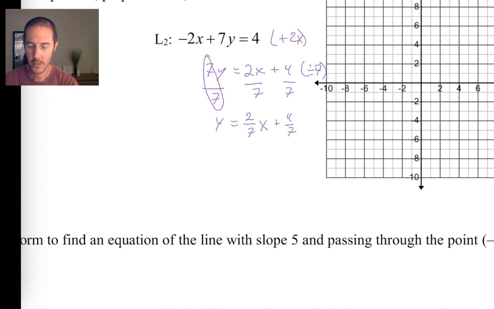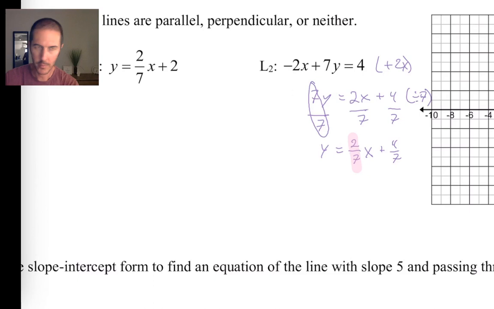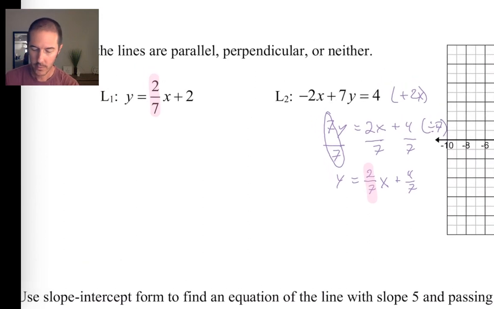Now in this particular problem, we're not concerned with the 4/7. What I'm concerned with is that the slope of line 2 is 2/7, and the slope of line 1, right there, is also positive 2/7. So the answer to this particular question is my two lines are parallel.